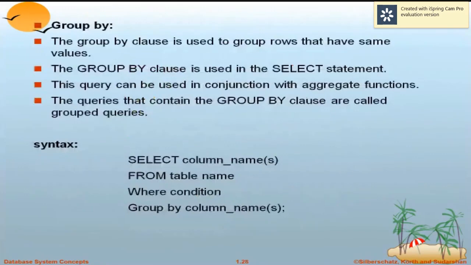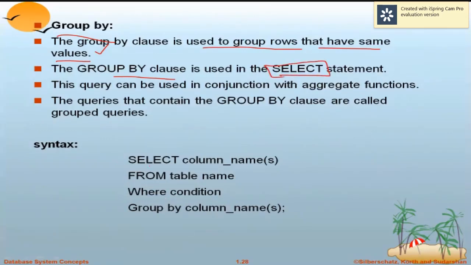Next one is the group by clause. Group by clause is used to group the rows that have the same values. That means particular rows would be carrying the same or similar values, and if you want to pull out all those records and form a separate group, then you can use the group by clause. The group by clause works in association with the select command.